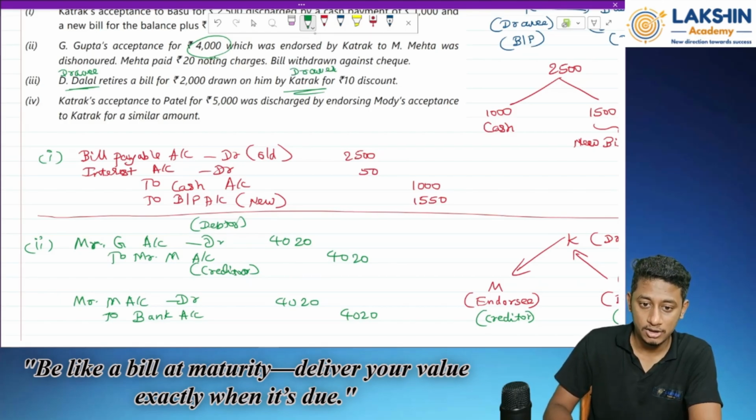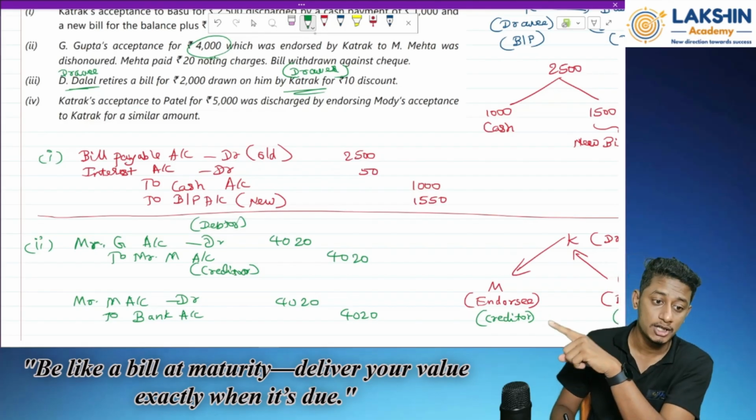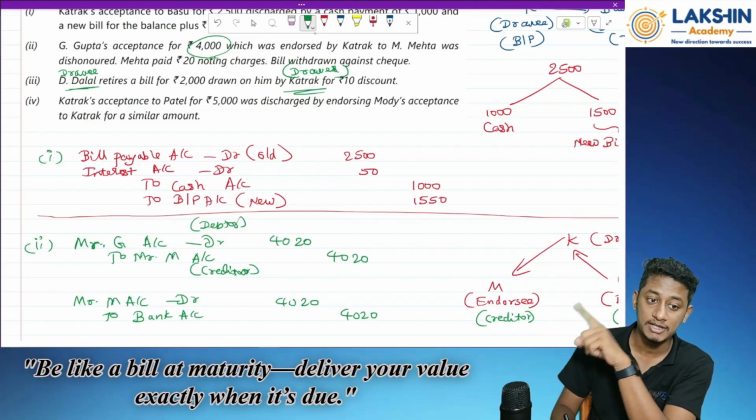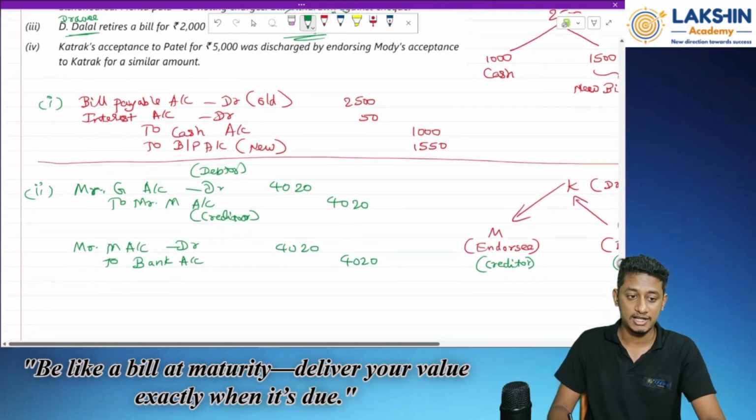The drawer is a drawer, so in the books of K it will be a bills receivable. The bills receivable is discharged by a person named D. D has paid me early, for which I am giving him a discount of rupees 10. So, pass the journal entry now.